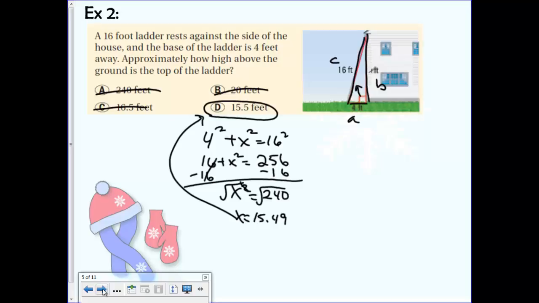Nice. If this was on an ACT kind of test though, you could go through and say, I know hypotenuse has to be the longest, all these are larger, so this other leg has to be 15.5. Keep moving, go to the next question.